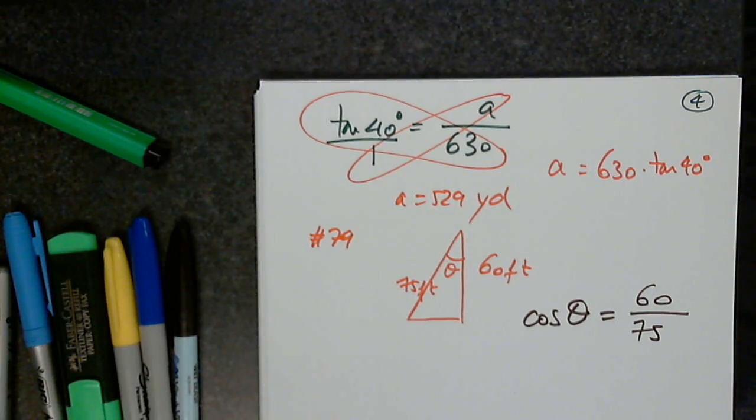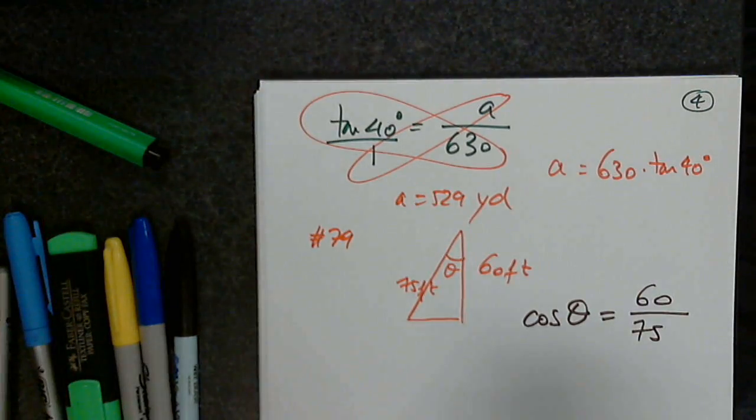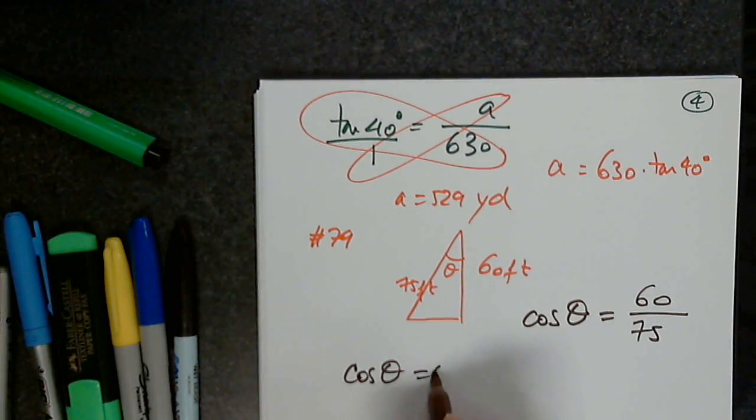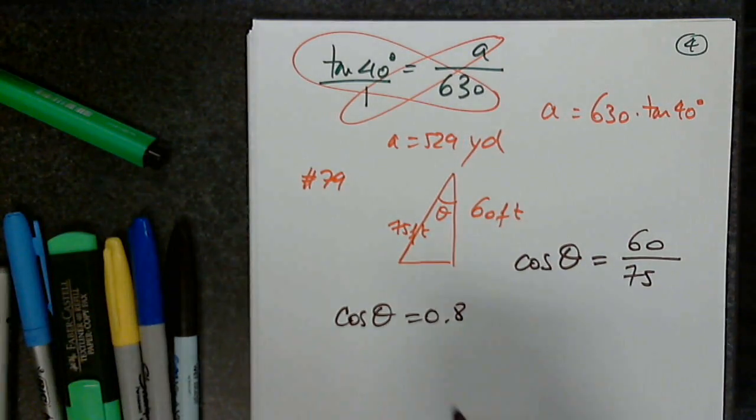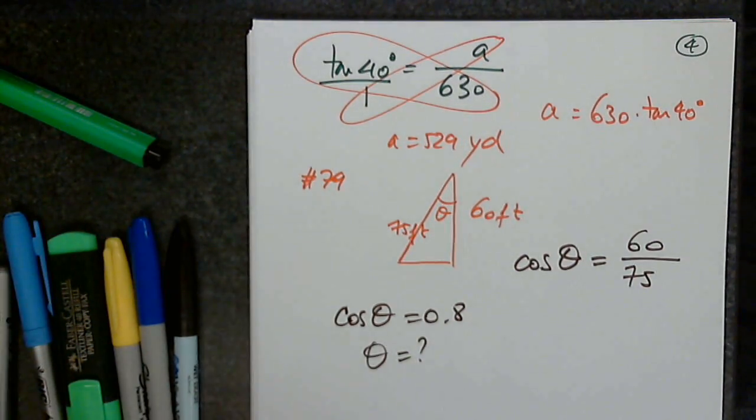So, let's say I get 60 divided by 75. I'm just dividing to make a point. I shouldn't, because we can do it in one step, but I just want to make a point. I got 0.8. So the cosine theta equals 0.8. I'm asked to find theta, not the cosine of theta.